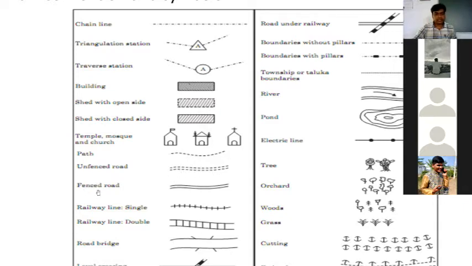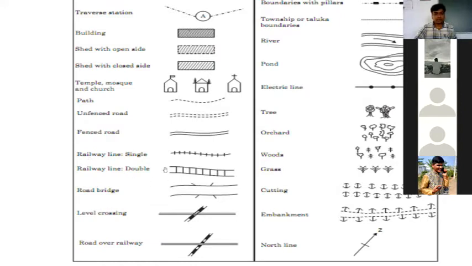Next, coming to fenced road. Fenced road means which has a proper road, like bitumen road or concrete road. So that will be the fenced road. This will be a straight line, or not straight, depending upon the curvature of the road. So that we show like this.